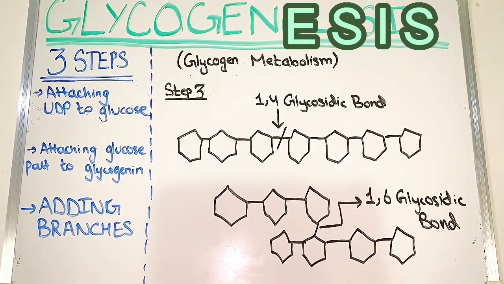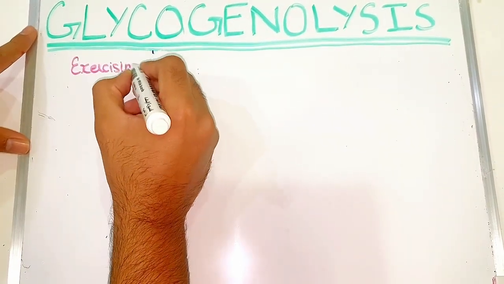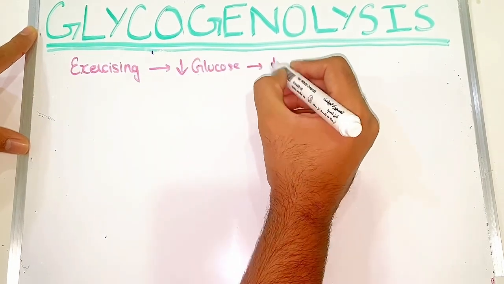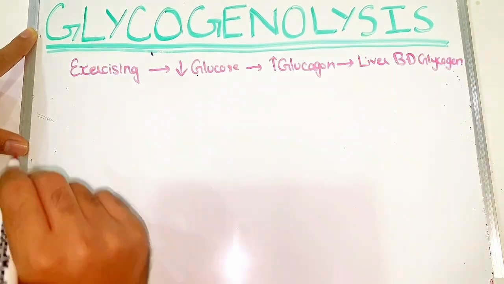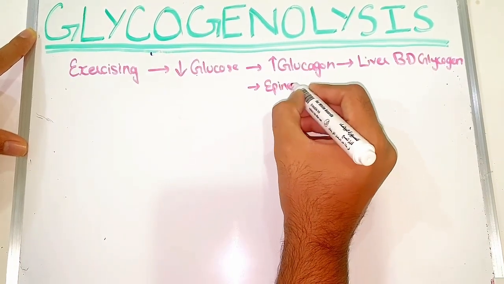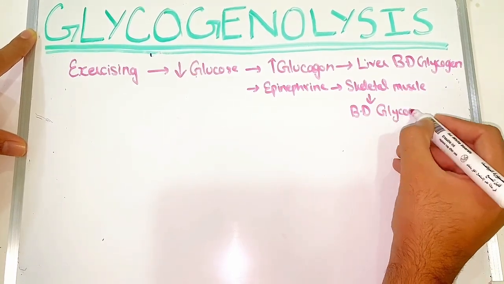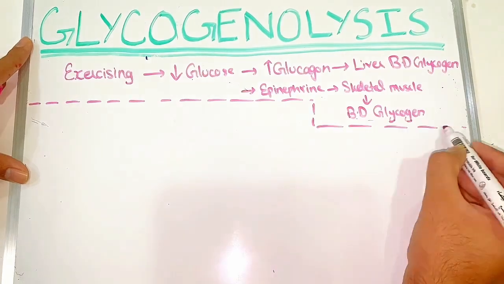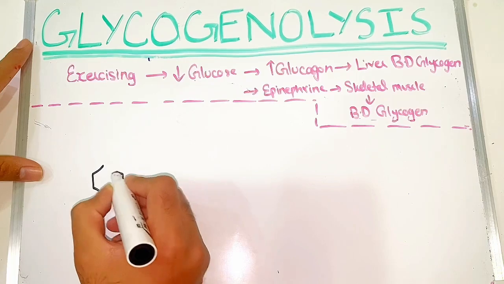As we know, when glucose is high in the body, first glycolysis happens. If ATP is achieved, then glycogen metabolism happens. What if there is low blood glucose level in the body when we are exercising? Then glucagon will be released in the body, which will cause the liver to break down glycogen. Moreover, epinephrine can also cause skeletal muscle to break down glycogen.